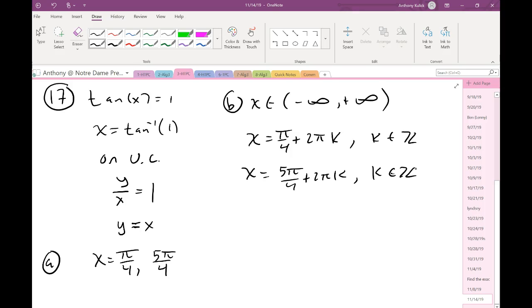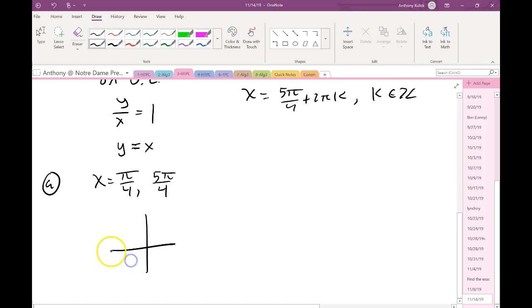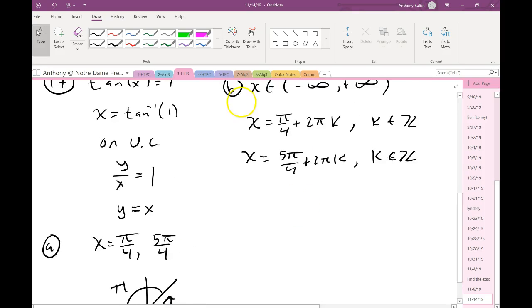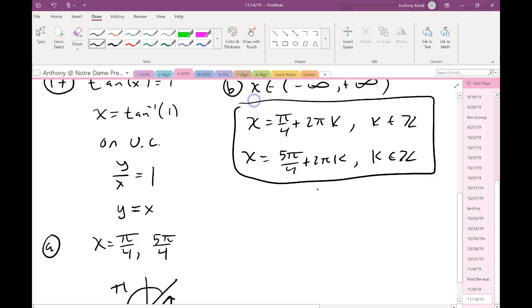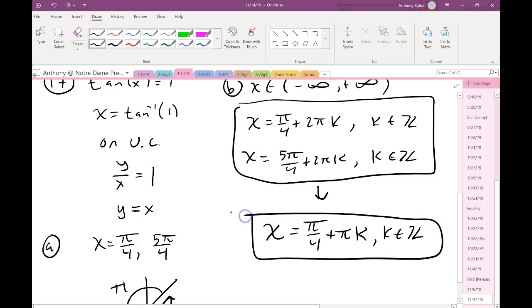Notice that on the unit circle for these, pi over 4 is here and 5 pi over 4 is here. And between those two answers is exactly pi units each direction. So we can take these infinite solutions that we've written as two separate solutions and really just combine them into a single solution where we're just going up by adding or subtracting pi instead of 2 pi.